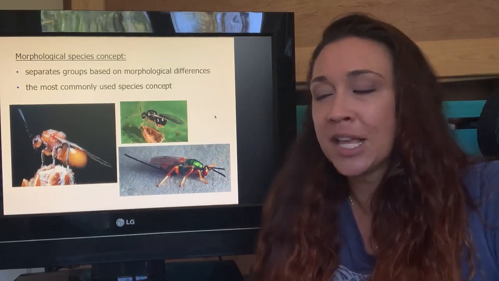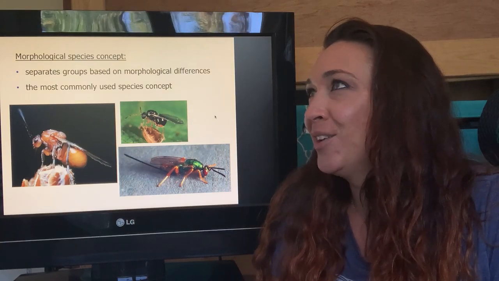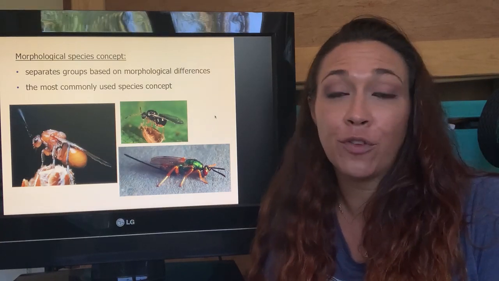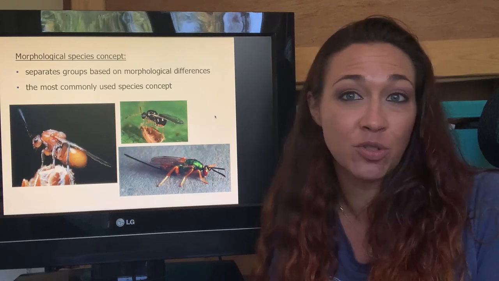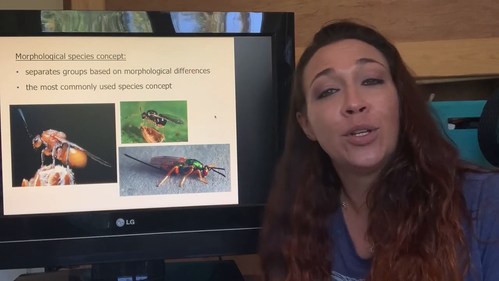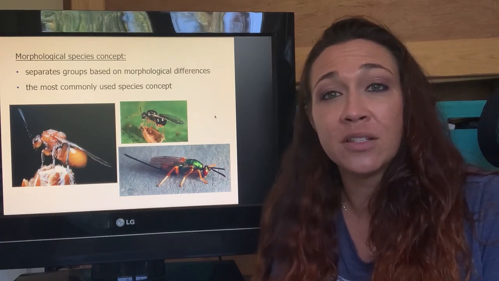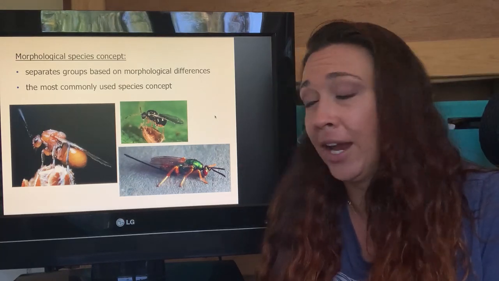Yes, then you are the same species. Morphological species concept, this is what we've been doing for hundreds of years, because before we actually got things like genetics and labs and we could actually do hybrid growing and stuff like that, we were looking at morphology. And morphology just means physical structures. What do you look like? What does your morph look like?